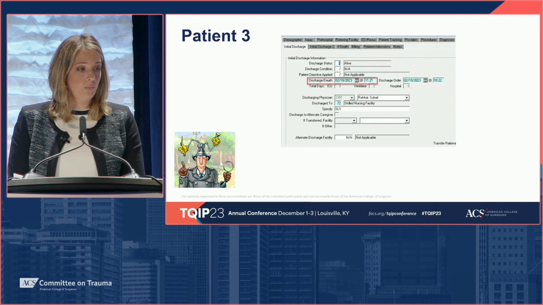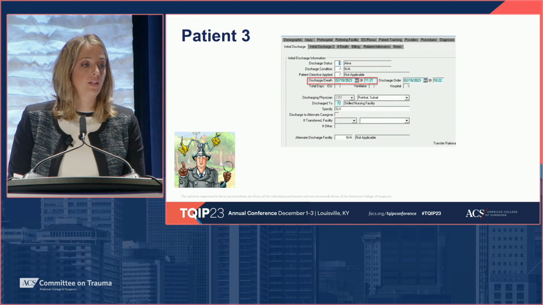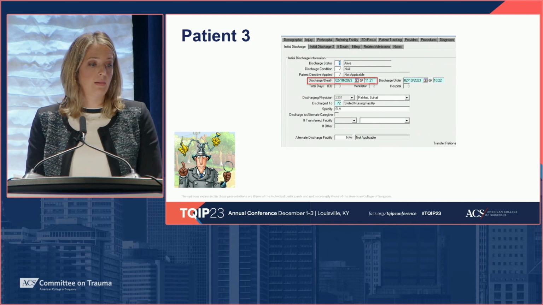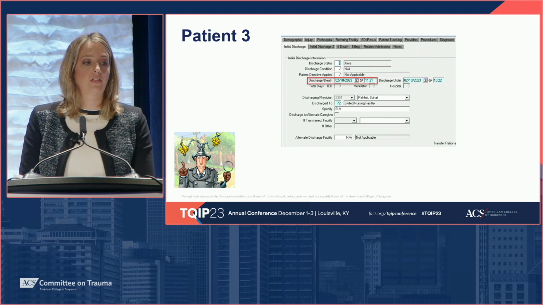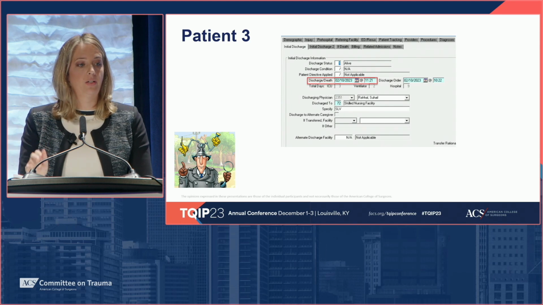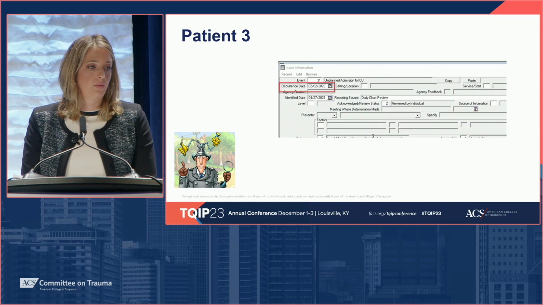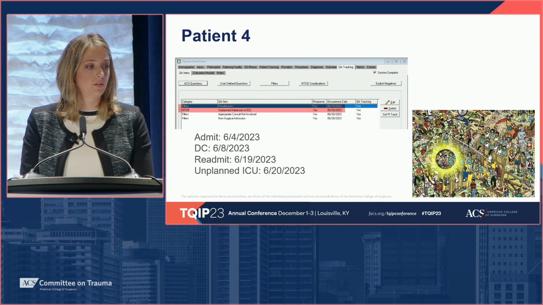So for patient 3, it's important to note that the discharge date was February 10th. And initially, the PI nurse put the occurrence date for this patient as the date they reviewed the chart, which happened to be after the patient was discharged. So that kicked the patient out. And then for this patient, I was just showing you that.